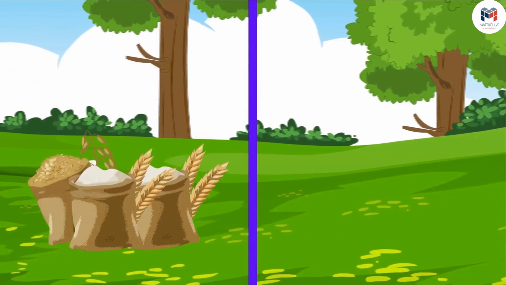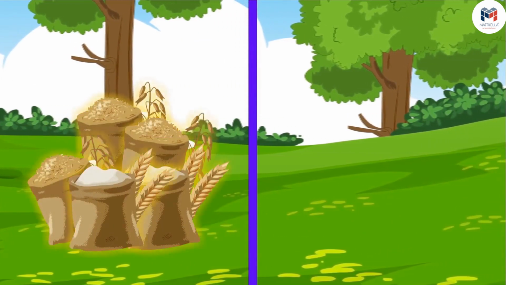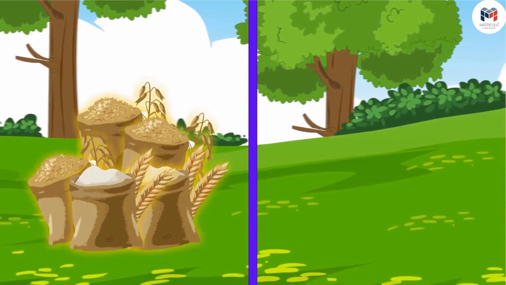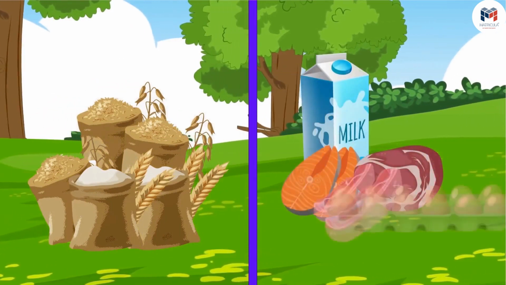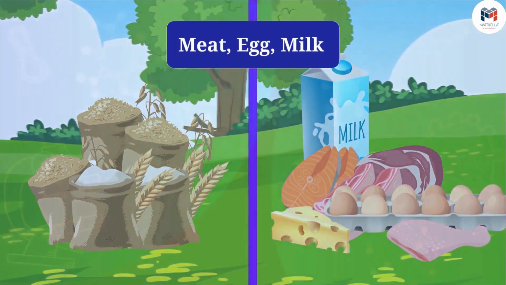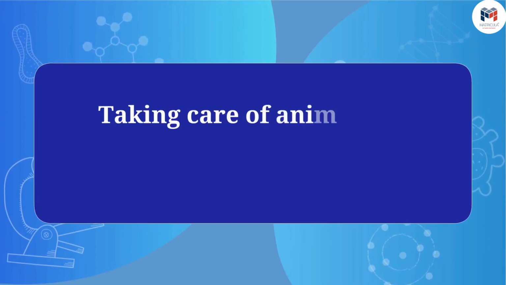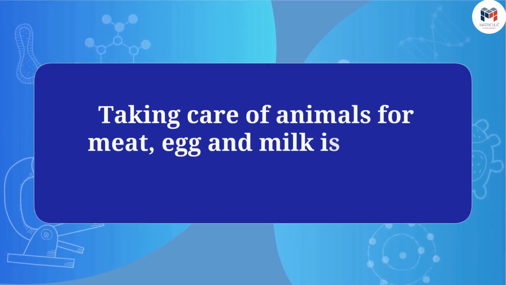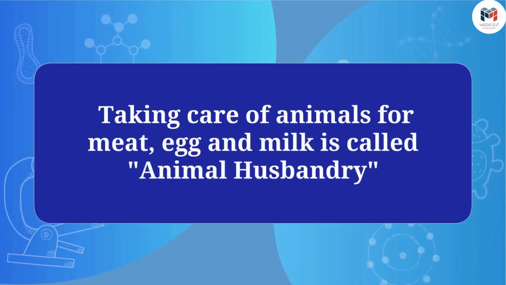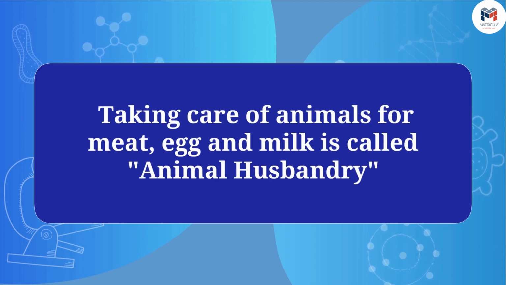Friends, apart from increasing crop production, we should also take care of animals so that we can get maximum food from them. Taking care of animals for meat, egg, and milk is called animal husbandry. So, let's know about animal husbandry in detail.